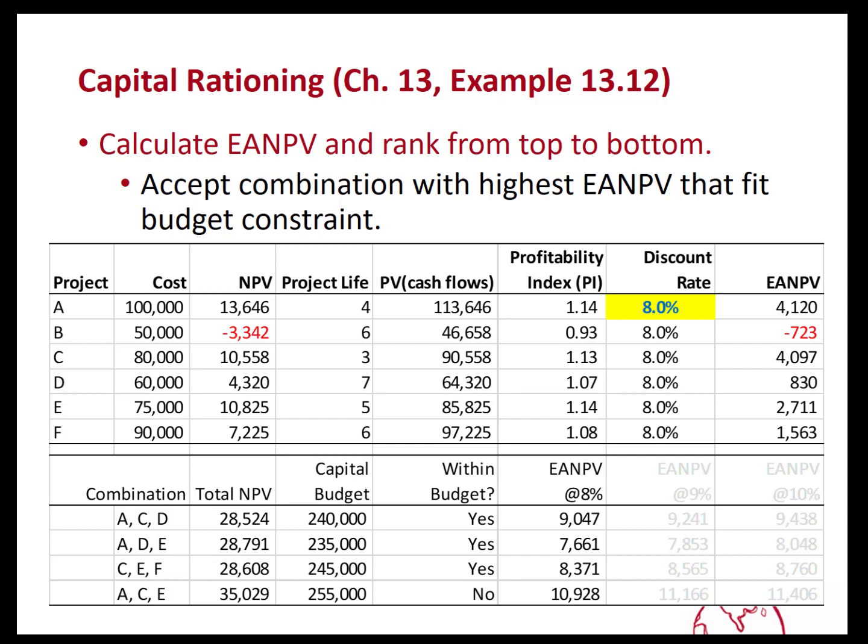And you can see that the second best, the one that stays within the budget, is again combination A, C, and D, which is going to generate an equivalent annual NPV of $9,047 per year and a total over the life of all the projects of $28,524.